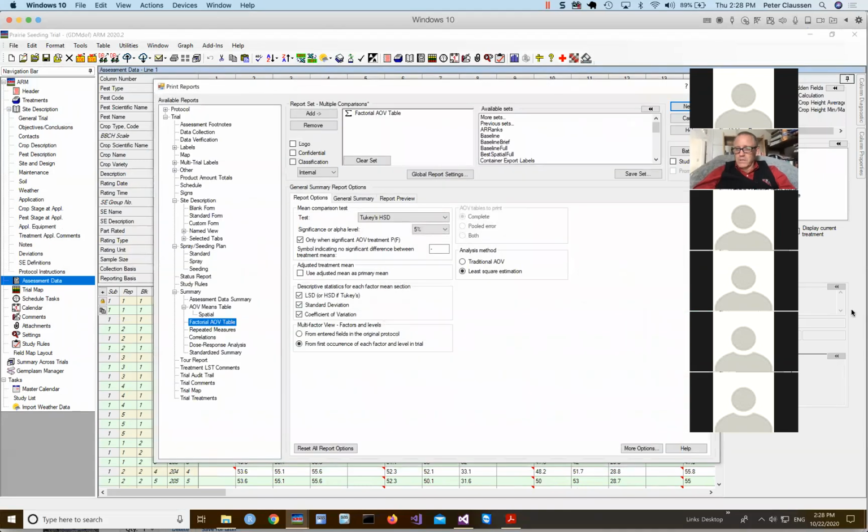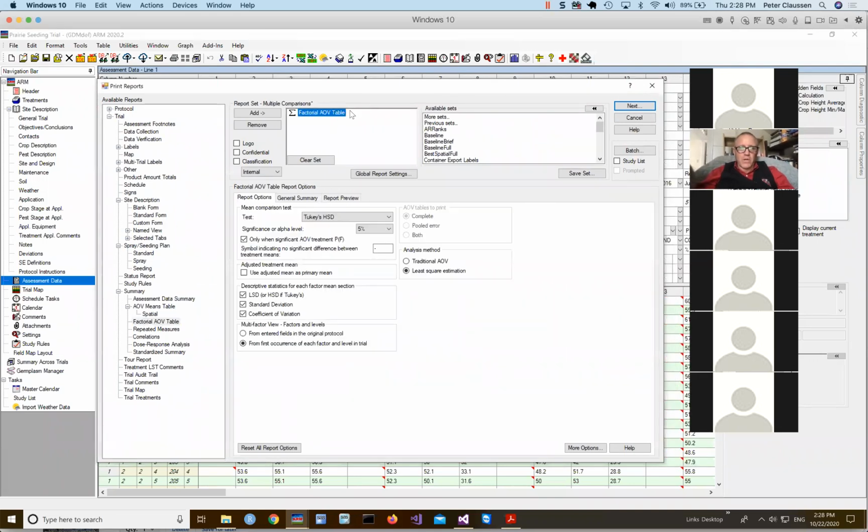Oh, I just saw somebody, I don't know, Magda's joining. So we're going to analyze this as a factorial AOV. And unfortunately, working at home, I have a cat who just decided to come say hi while I'm doing this. Yeah, hopefully it won't make too much noise.